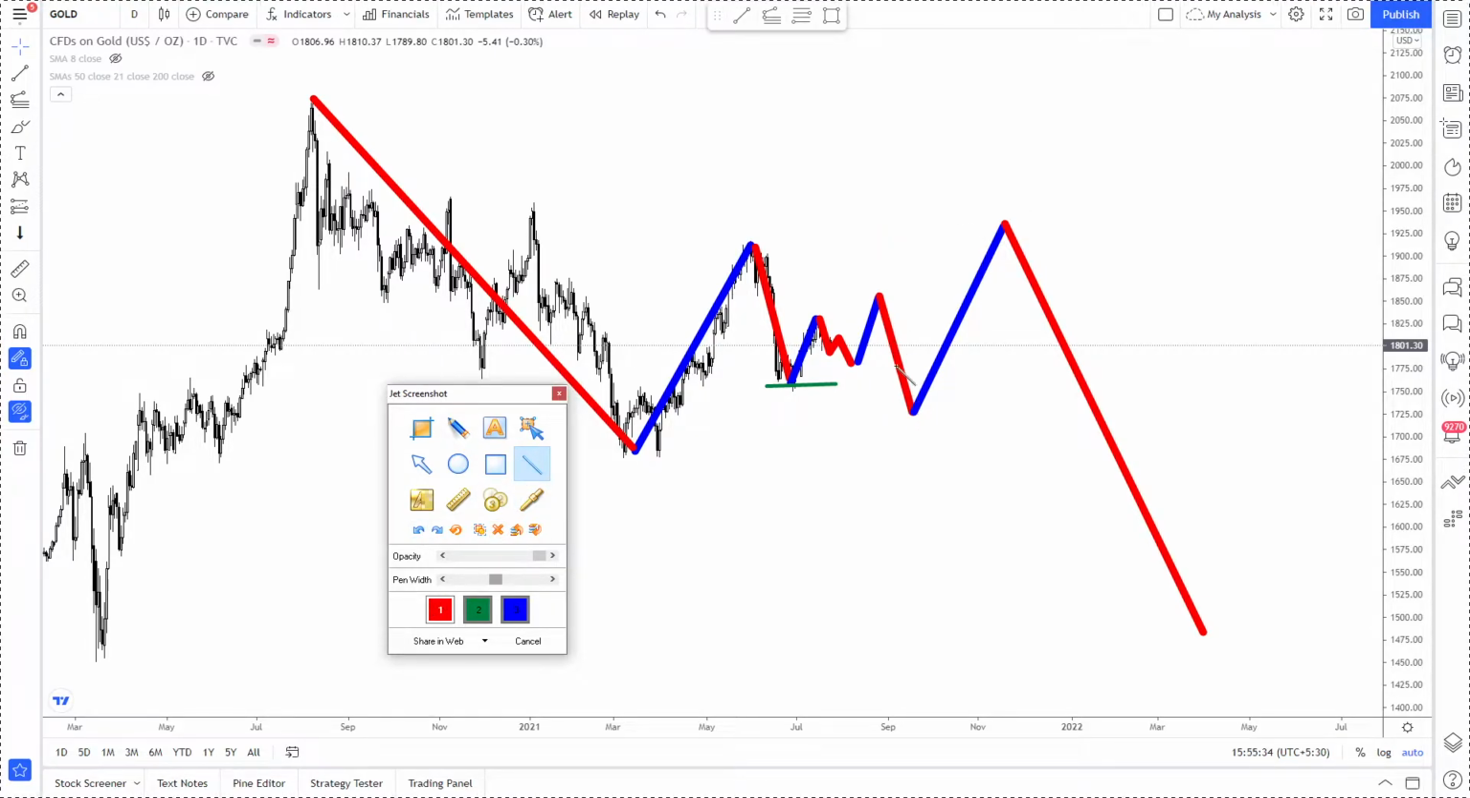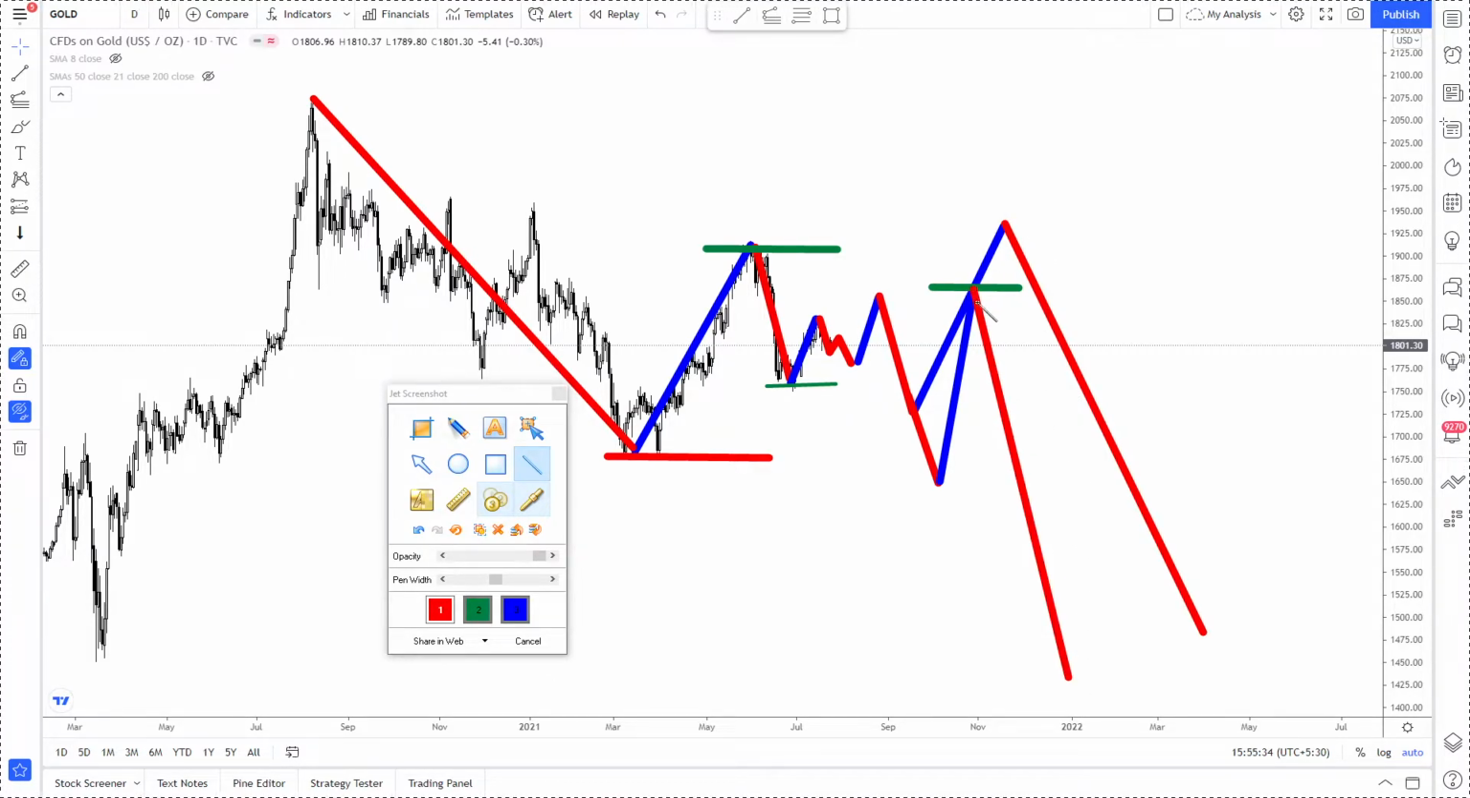Otherwise, see what I am expecting, this is what it will do here. One example I'll show you. It will break all that support, and from here it will do like this. Sorry, yes, it will do like this. If it is an expanded flat, it will break this high. Otherwise, if it is a running flat, it won't break the high, and it will fall from here. So this is for expanded, this is for running.